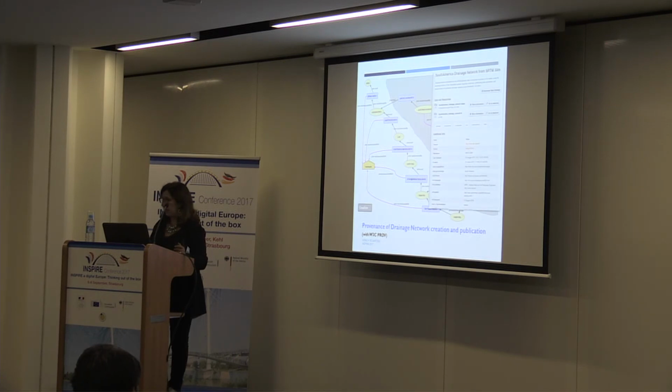So this is just a view of what you can see if you go on the data hub, in particular in a drainage network data set. Some metadata are provided. We already try to follow the DCAT vocabulary for describing some information, or the PROV for the provenance.